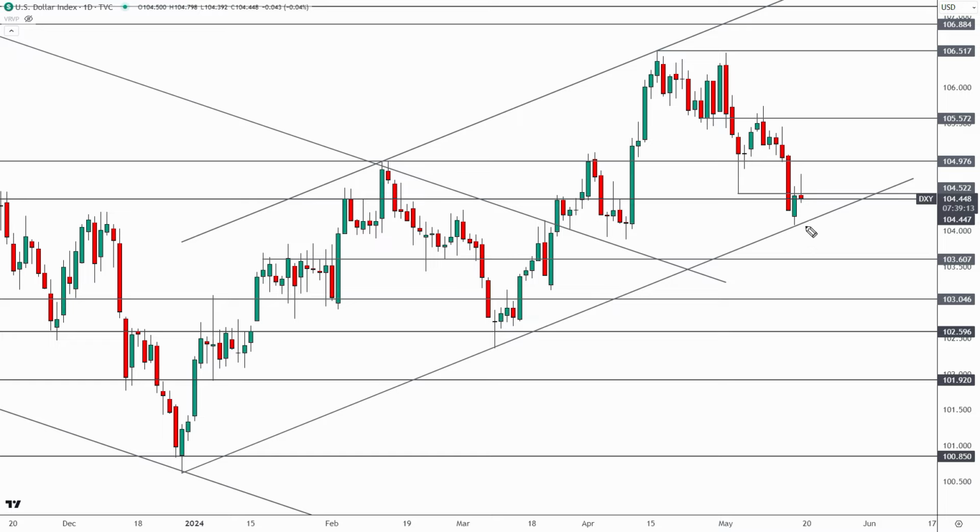Now, of course, if this were to fail, if we were to see the DXY close below here next week, so close down here and break this channel, then that would be bearish for the dollar, at least short term, down here toward levels like 103.6.